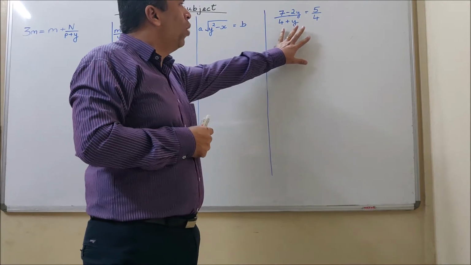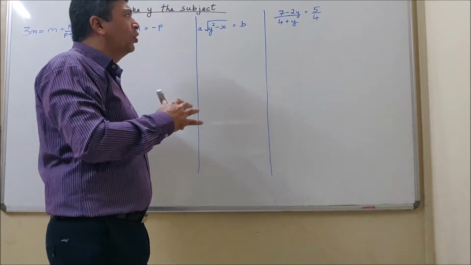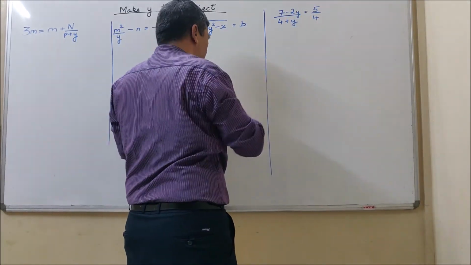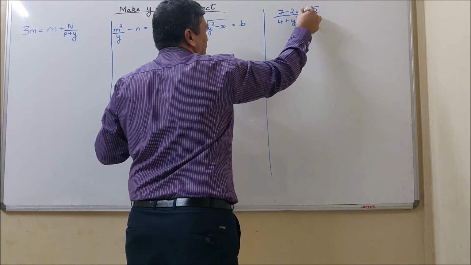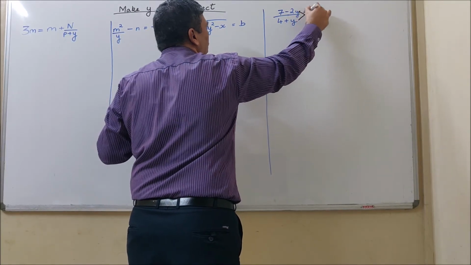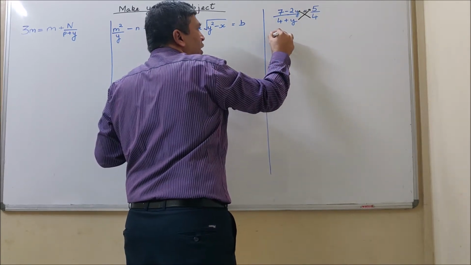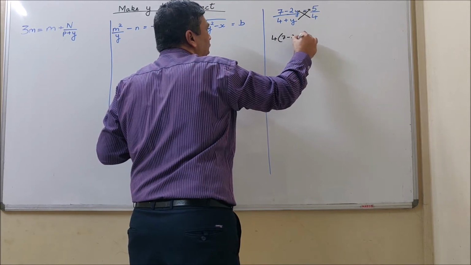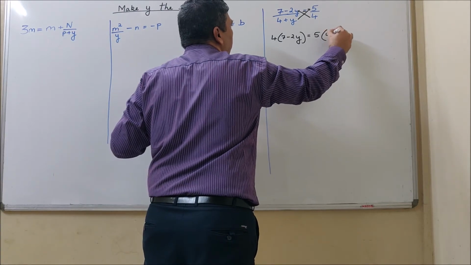We want to make y the subject out here. Whenever you see four things in this manner, 1, 2, 3, 4, with an equal to sign in the middle, you should always cross multiply. So this will go here and this will come here. So it will be 4, open bracket, 7 minus 2y is equal to 5, open bracket, 4 plus y.